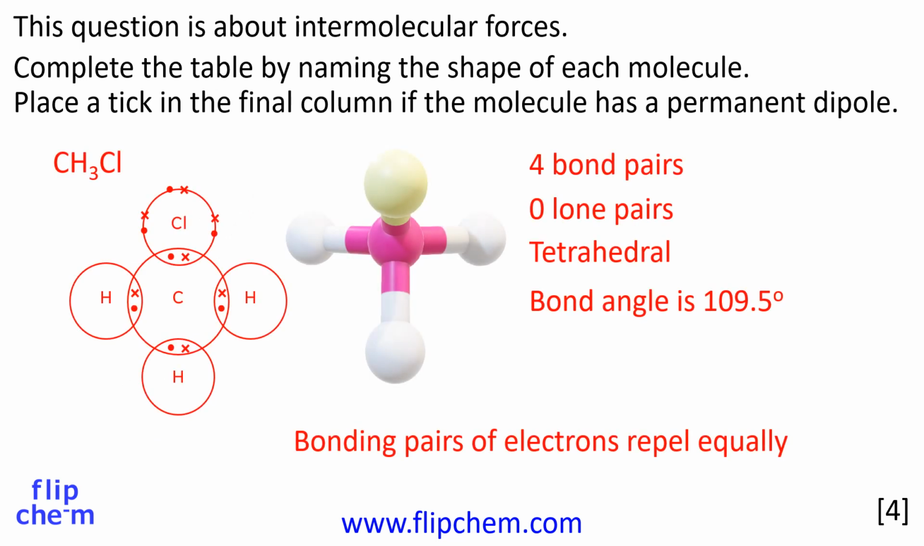The last molecule is chloromethane, CH3Cl. There are 4 bond pairs and 0 lone pairs around a central carbon atom. The shape is tetrahedral and the bond angle is 109.5 degrees. The bonding pairs of electrons repel equally.